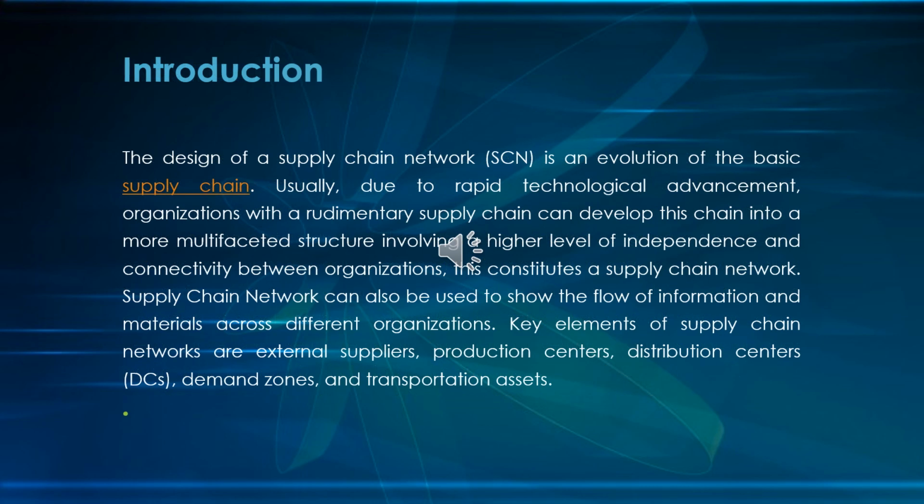The design of a supply chain network, SCN, is an evolution of the basic supply chain. Usually, due to rapid technological advancement, organizations with a rudimentary supply chain can develop this chain into a more multifaceted structure involving a higher level of independence and connectivity between organizations. This constitutes a supply chain network. A supply chain network can also be used to show the flow of information and materials across different organizations. Key elements of supply chain networks are external suppliers, production centers, distribution centers, DCs, demand zones, and transportation assets.